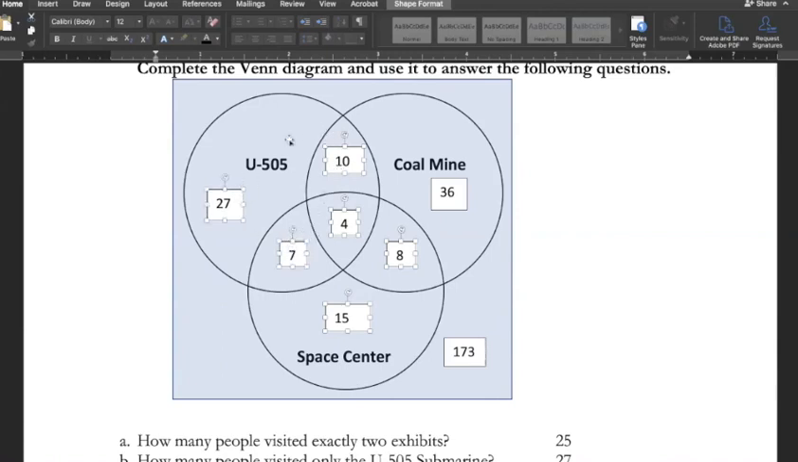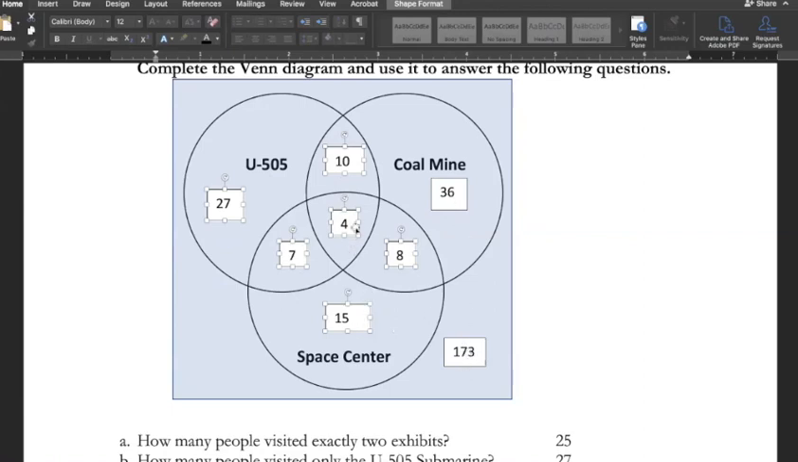These are the people that if you ask them, you could ask any of these people, did you visit the Space Center or the submarine? These people would say, well, yes, I visited the submarine. These people would say, yeah, I visited both. These people also visited the Space Center or the submarine. Now, these people here did not visit either of those. And these people did not visit either of those.